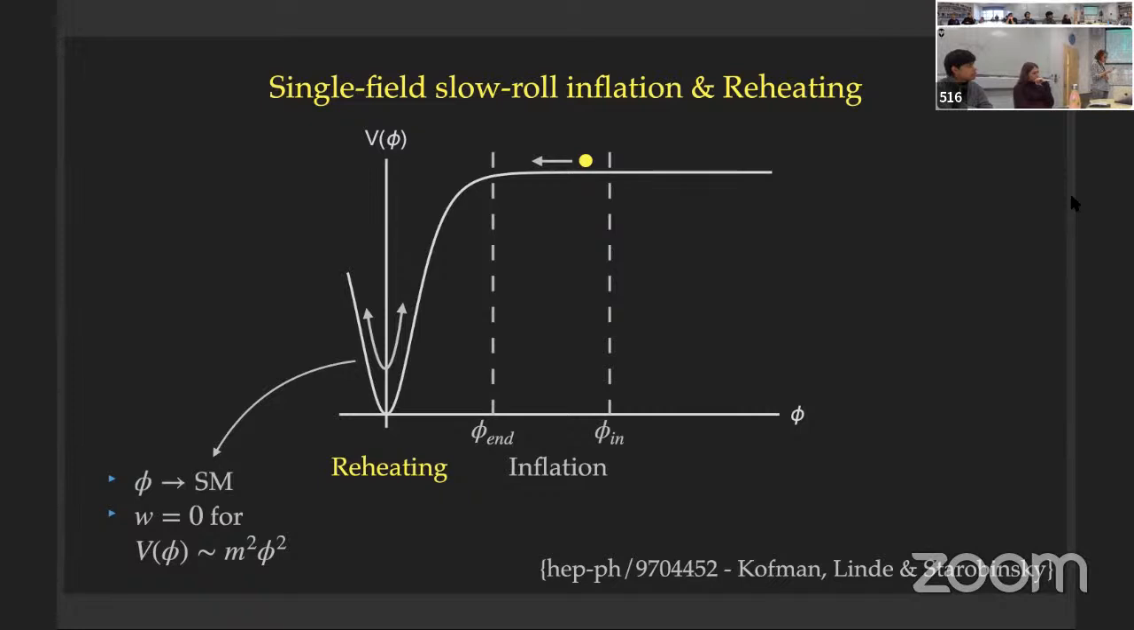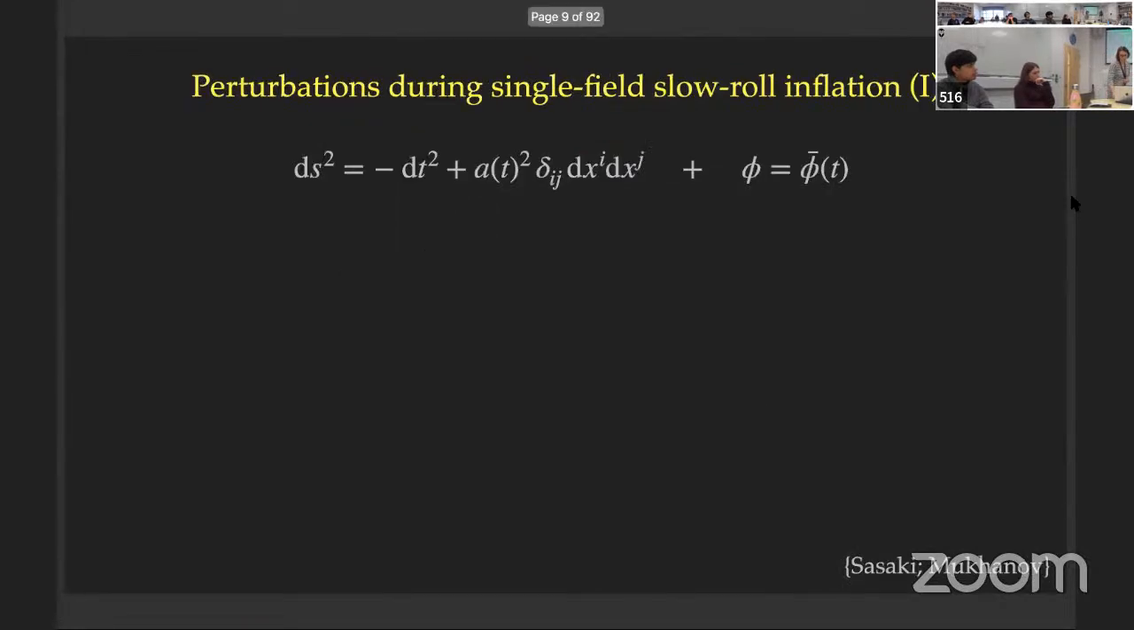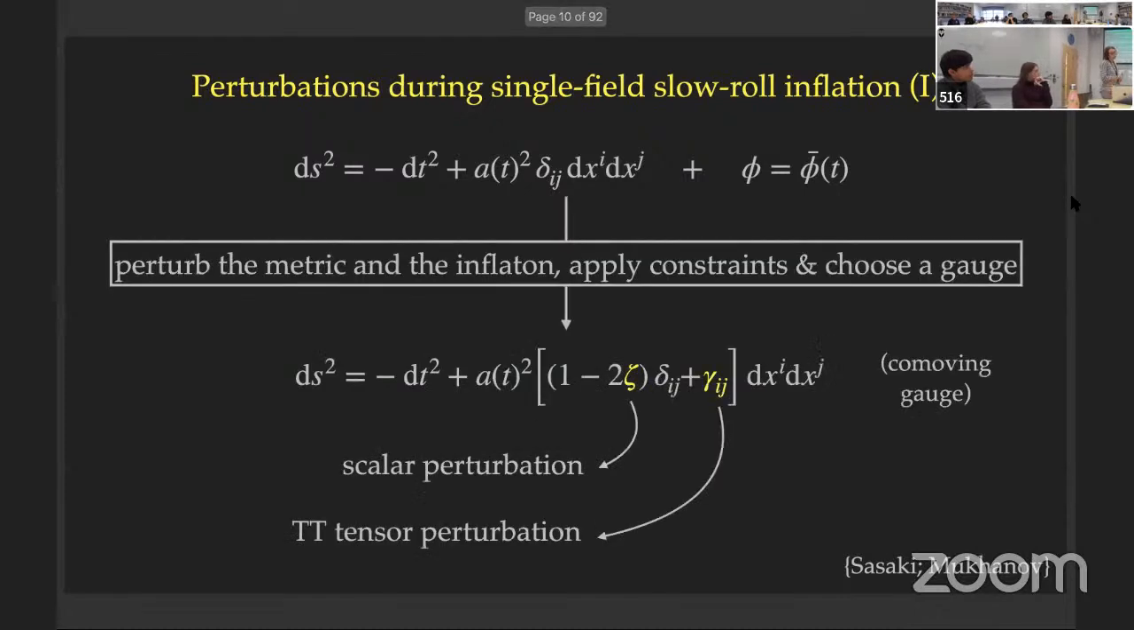Okay, thank you. So now we have realized our exponential expansion, and the next step would be looking at perturbations during single-field slow-roll inflation. If we start from our unperturbed line element, together with the homogeneous field, which is the field that we have studied up to now, we can perturb the metric and the inflaton, then apply constraints and choose a gauge. For example, in the comoving gauge, we would end up with something like this.